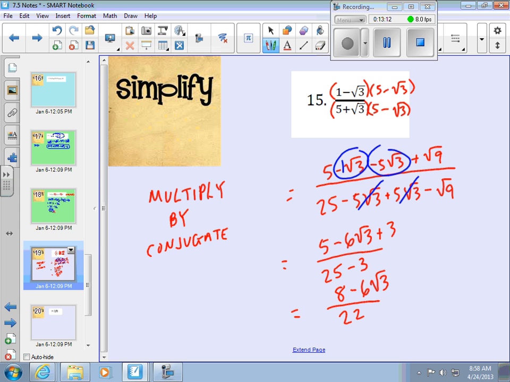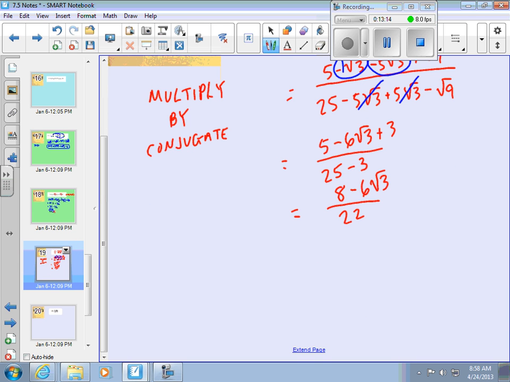There is one last thing we could do to simplify this one. Notice all of our terms here, 8, 6, and 22. There is a number that goes into all those, 2, so we could cancel out a little bit. We could divide everything by 2. 2 goes into 22 11 times, goes into 8 4 times, 2 goes into 6 3 times. So the most simplified answer would be 4 minus 3 square roots of 3 over 11. Now you no longer have a radical in the denominator and it's simplified.